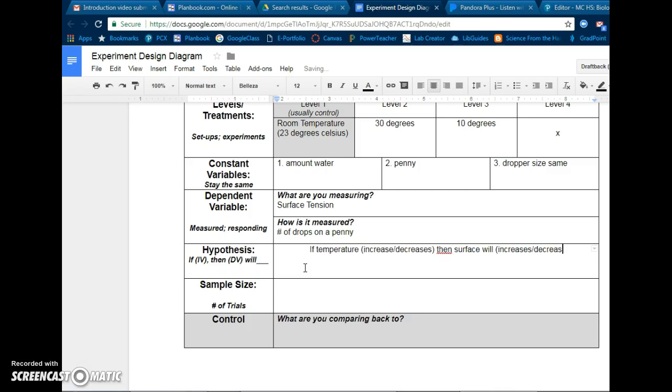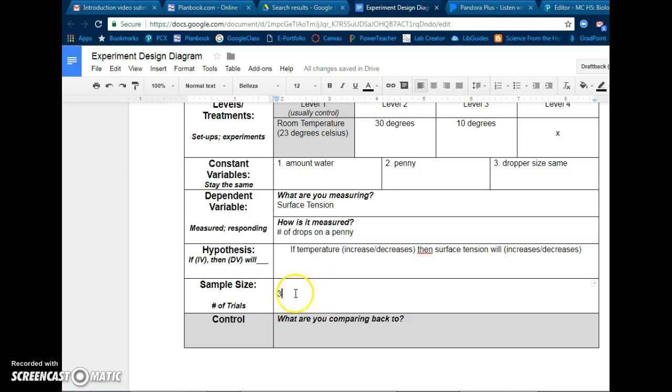Okay, so hypotheses are really simple statements that can be supported by evidence or data. And so if temperature, let's say if temperature increases, then surface tension will decrease. Okay? Now, in a science laboratory and at our home laboratories, we know a sample size, or the number of repeated trials, we want to go with a minimum of 3. So you would do this 3 different times.